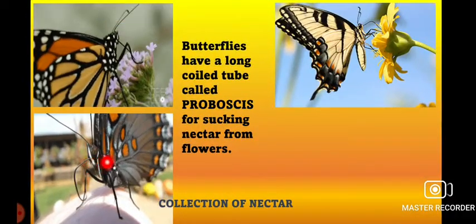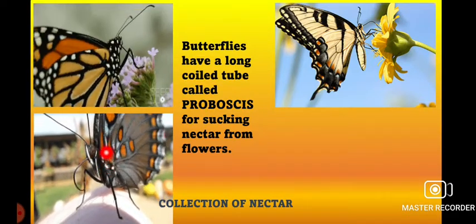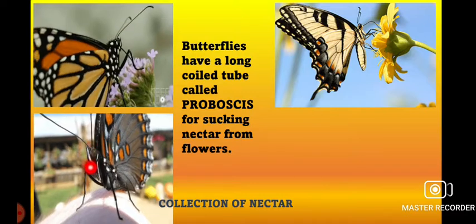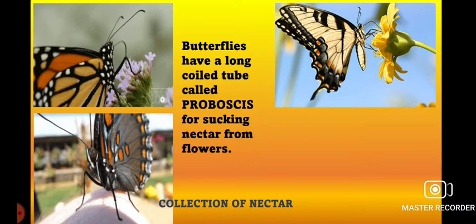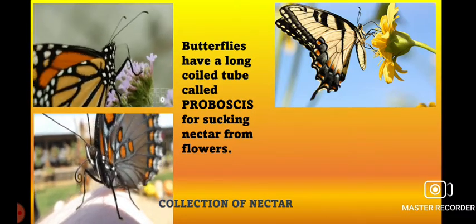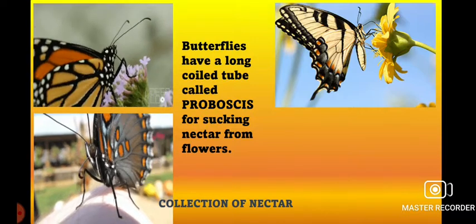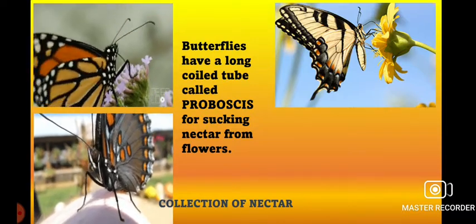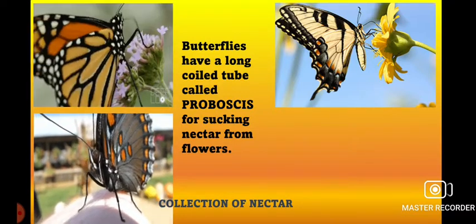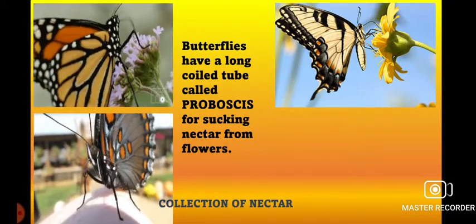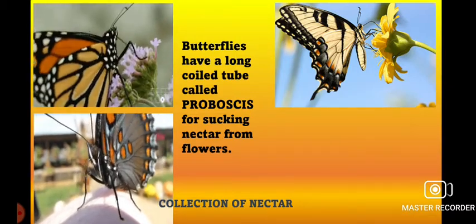See, it is the coiled tube which is present here after coiling. When they sit on the flower, they open the coil and the proboscis goes into the flower, takes the nectar, and then pulls back its proboscis. So by using the proboscis, they can collect the nectar or the honey. They means we are talking about the butterfly here.